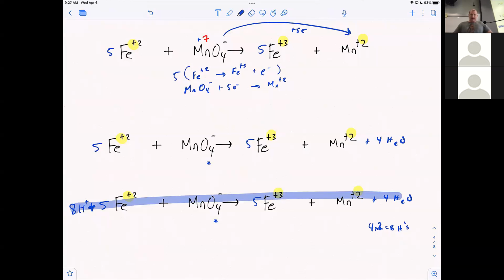So I would answer questions. Is there any step that's difficult? Students have a really hard time with this, by the way. Permanganate.